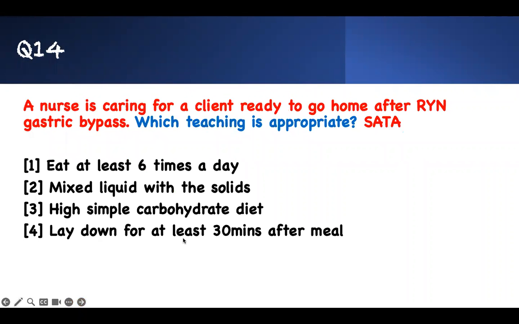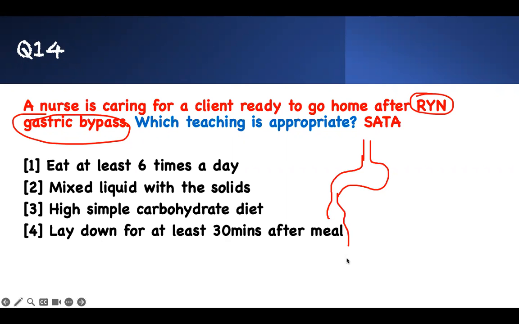Question 14. A nurse is caring for a client ready to go home after Roux-en-Y gastric bypass. Which teaching is appropriate? What is the buzzword? Roux-en-Y gastric bypass. What do you think? All it means is every time they give you a question and they say something about connection to your stomach, just know that you're losing part of your stomach. I don't have to give you detail. Everything is being rerouted in a different way to form like a Y.